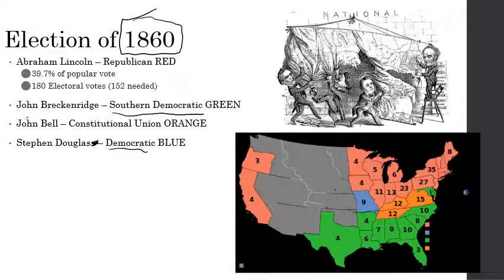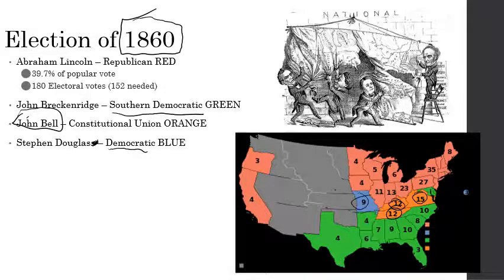And then you also have this guy named John Bell who runs in the Constitutional Union Party. And their whole point is, let's keep the Union together. They see it kind of splitting apart, and they say our one big thing is not going to be to focus on slavery. We just want to focus on keeping the country together, and that's all we're going to really focus on. So he's in orange. So as you can see, you have a whole bunch of states that vote third party in this election, with the Constitutional Union Party.